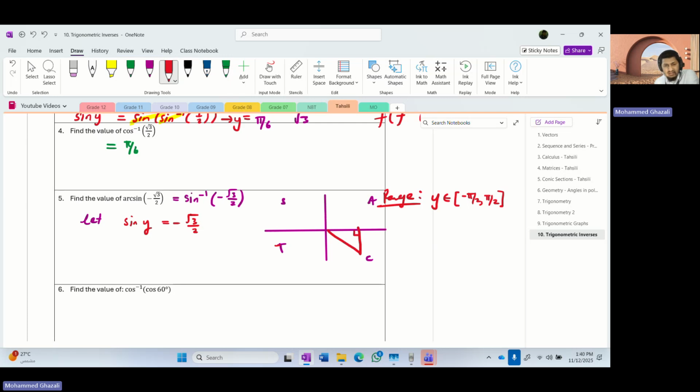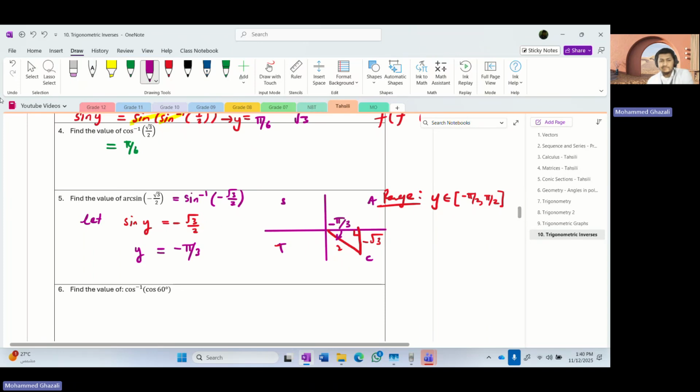Then we can get the angle, right? So now we got negative root 3 over 2. Opposite is negative root 3 over 2. So this angle over here has to be 60 degrees. In other words, it's pi by 3, negative pi by 3. So what's the answer for y here? Y is equal to negative pi by 3. That's it. Let me check if that will work. Negative pi by 3, which is between negative pi by 2 and pi by 2.